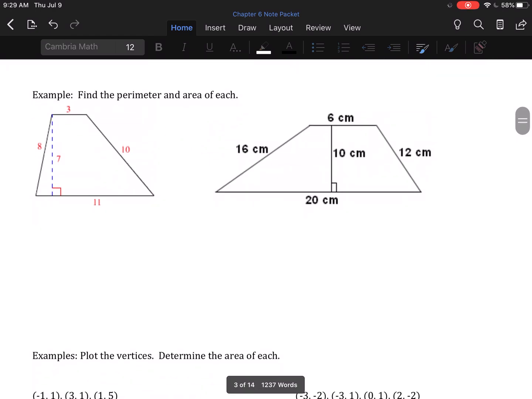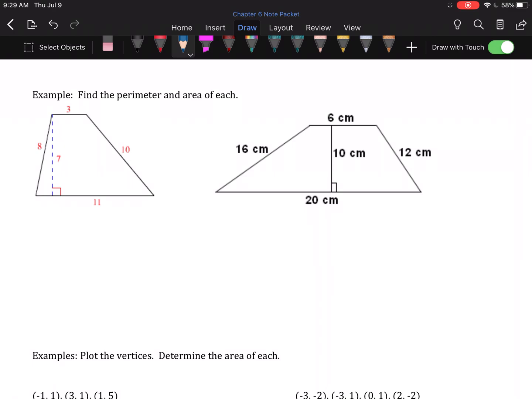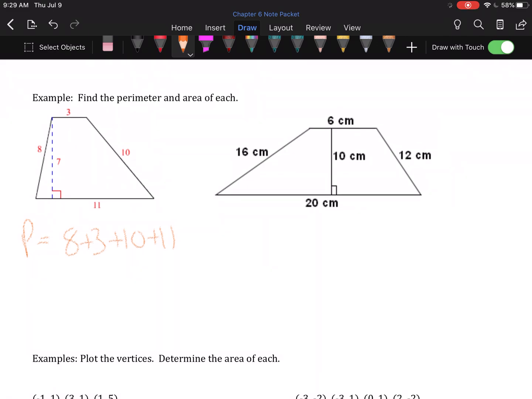Here are some trapezoids. Perimeter is easy. Perimeter is the 4 numbers on the outside added up. So for this first one, it's 8 and 3 and 10 and 11. 8 and 3 is 11, and 10 is 21, and 11 is 32. No units of measurement given, so we call it units.